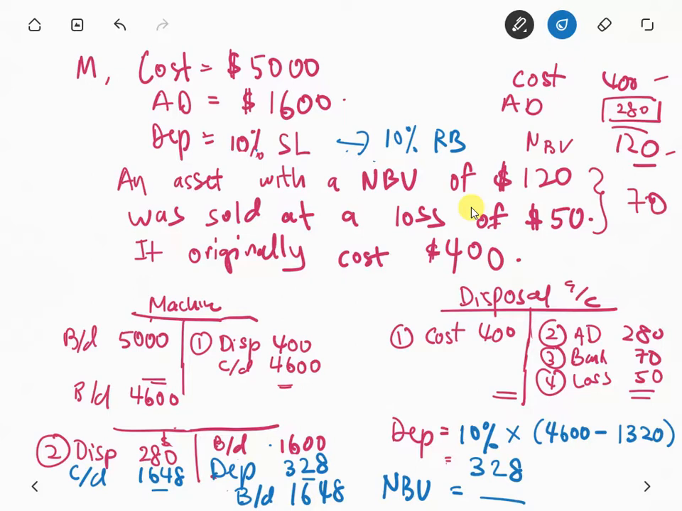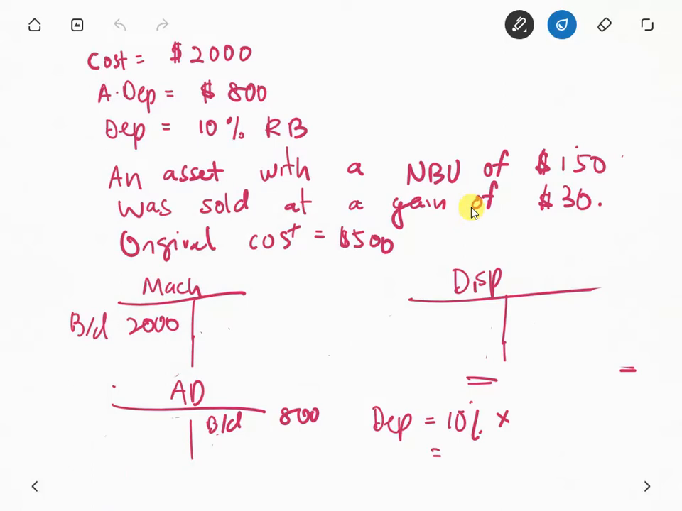Okay. Let's try one last one. I have a cost 2000 in total. Accumulated was 8, 10% reducing. An asset with a net book value of 15 was sold at a gain. It cost me 500 originally, 2,800. Disposal 4 steps. Step 1.